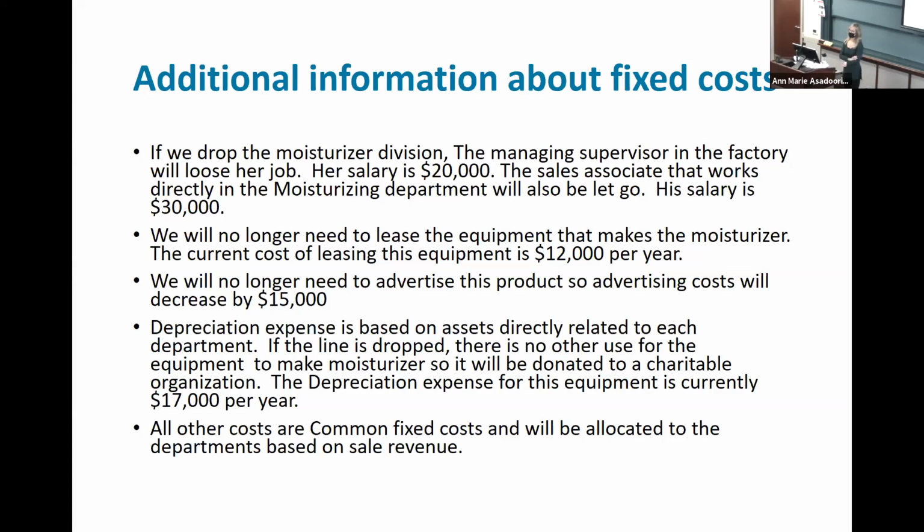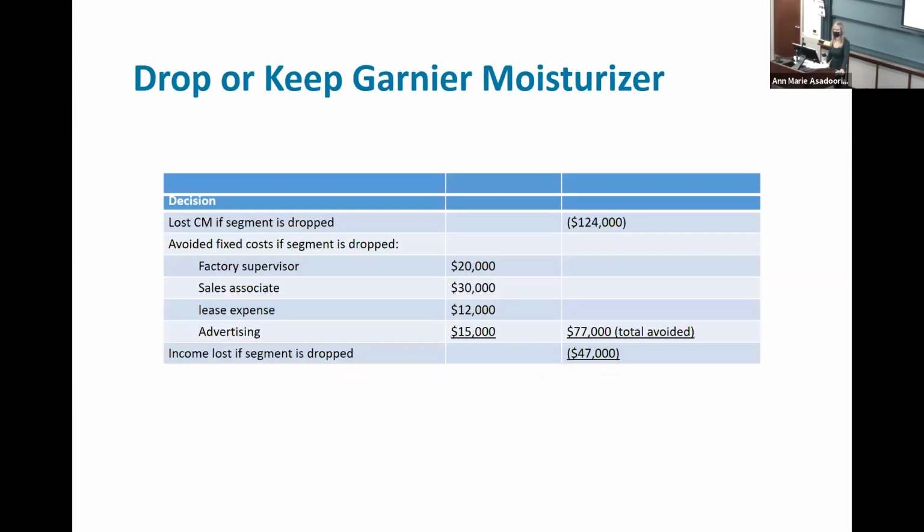And then all of the other costs are common fixed expenses that were allocated to the department based on sales revenue. So if you thought your net income was going to go up by $38,000 if you drop that moisturizer division, what you're going to see is that your net income would actually go down by $47,000. Lost margin compared to all of the avoidable, relevant, direct, traceable, fixed expenses.